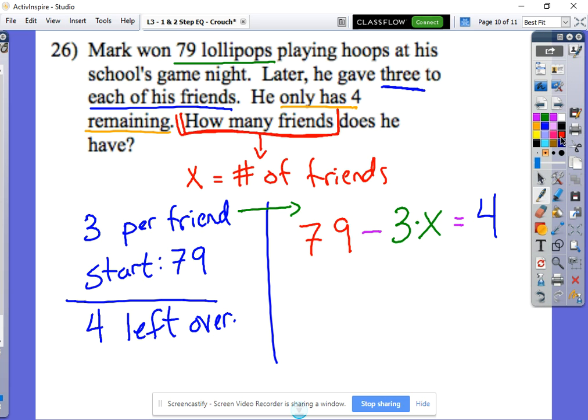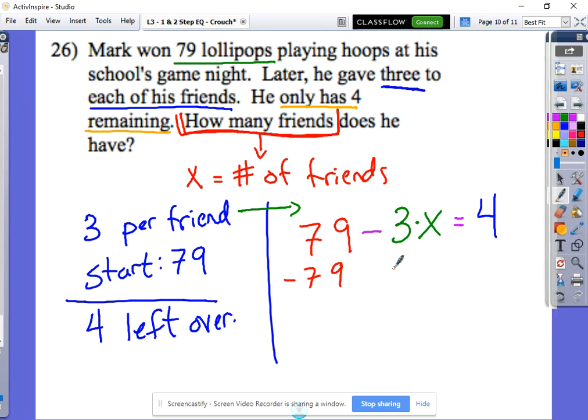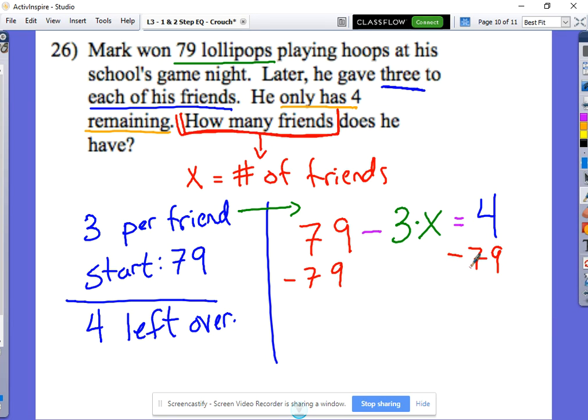And this would be something you'd want to solve as well. To solve it, we would subtract over the 79. If we subtract over 79, this cancels out, and we're left with negative 3x. Please do not forget that negative there. If you do, it's going to be completely off. So negative 3x. 4 minus 79, that's kind of a challenging problem because it's a negative number as your answer. That's going to leave us with negative 75.